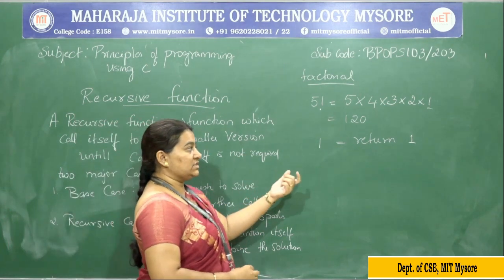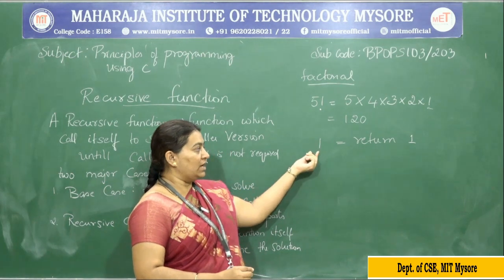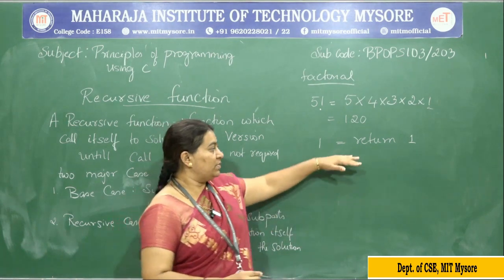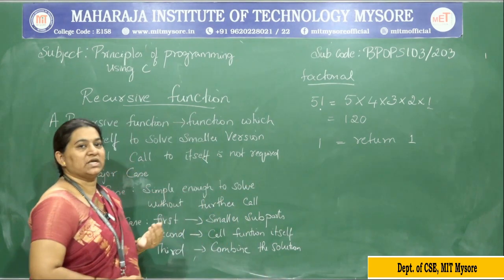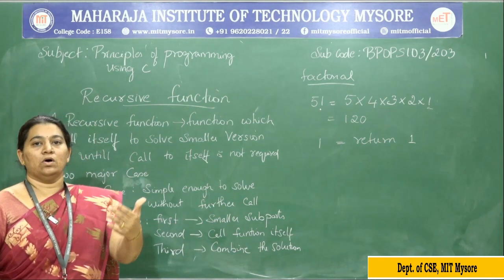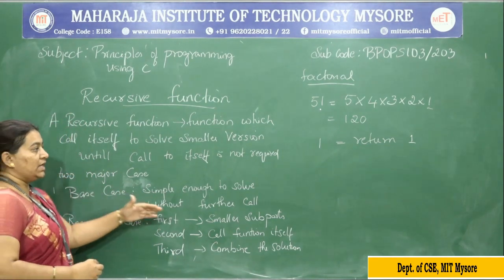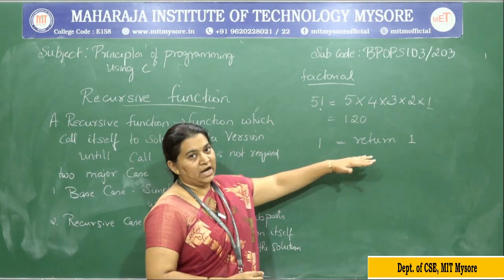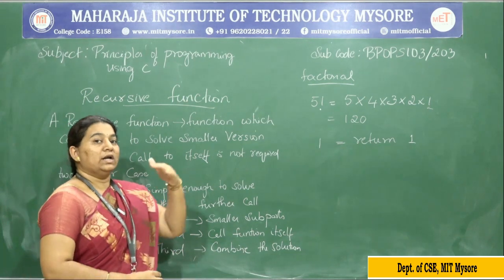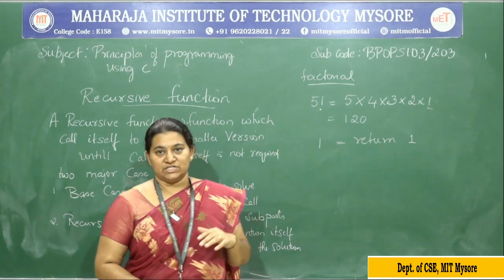So, what is the base case I have to write? It will end at 1, and I have to return 1. This will be my base case. I can also say that the base case is nothing but a termination case where the further call will not be done. The base case I have already identified. Next is the recursive case. I have to repeat my problem until I get my termination case.